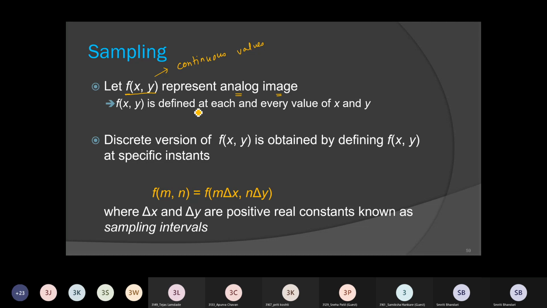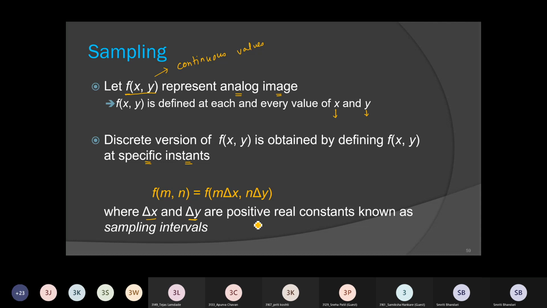Okay, now if we would like to convert this continuous function into a discrete one, then what we need to do? We need to define this function f(x, y) at specific instants. What it means? It means that it is not the case that we are going to consider each and every value of x and y, but instead we will be sampling. We will be sampling our image with some sampling intervals, right?